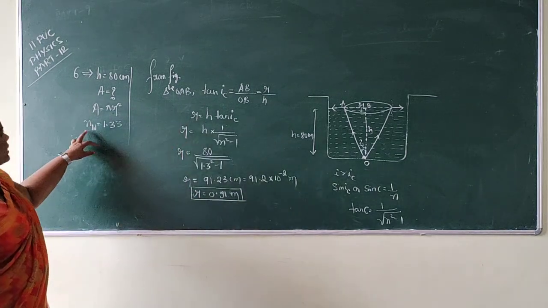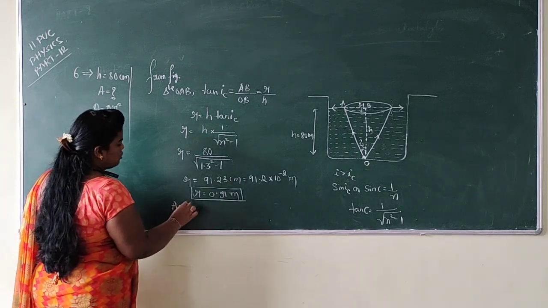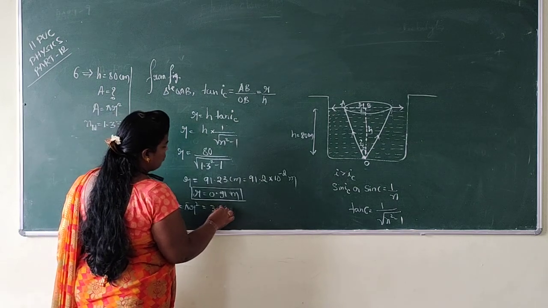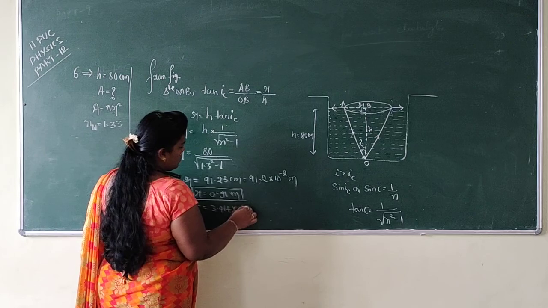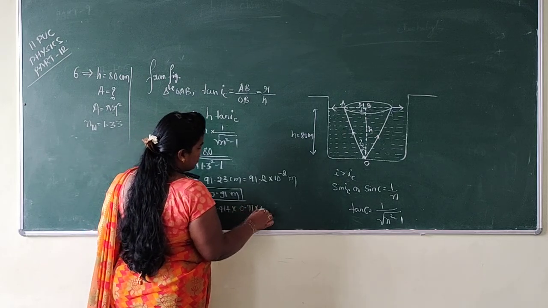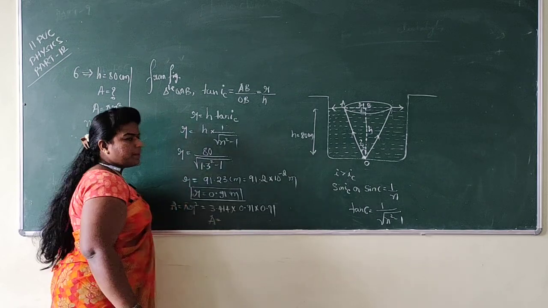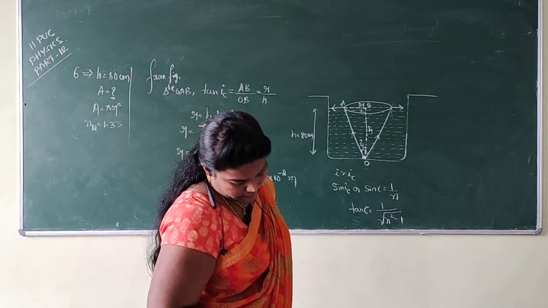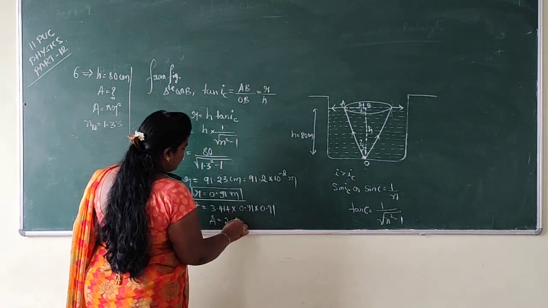Now let us move on to the calculation of area. So now area A is equal to pi r square. Pi means 3.14, into radius. R square is 0.91 into 0.91. Take your calculator. So just multiply 3.14 into 0.91 into 0.91. You will get 2.61.